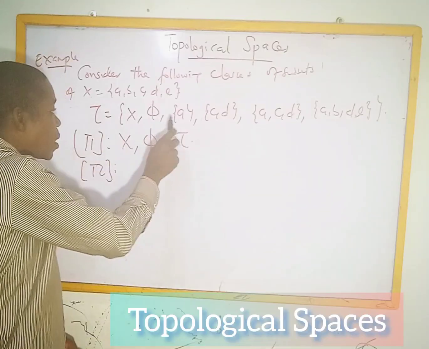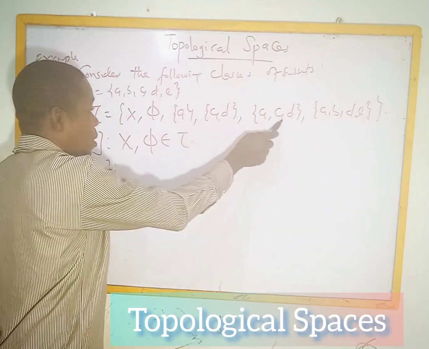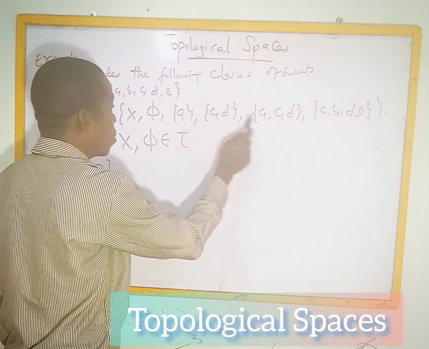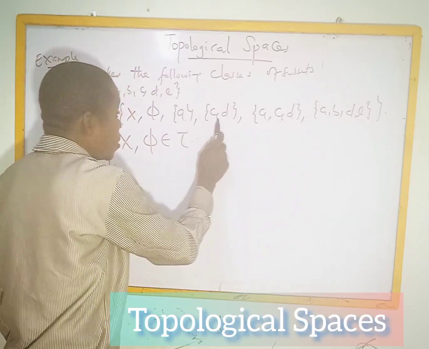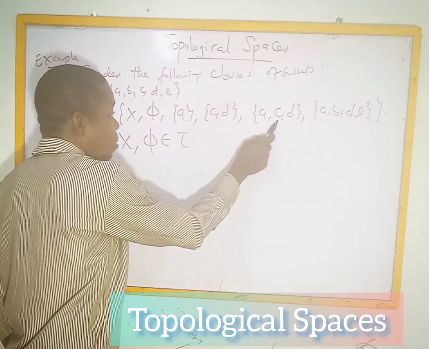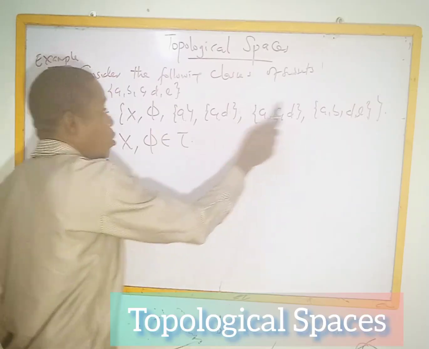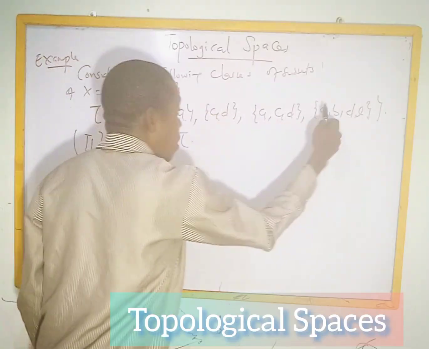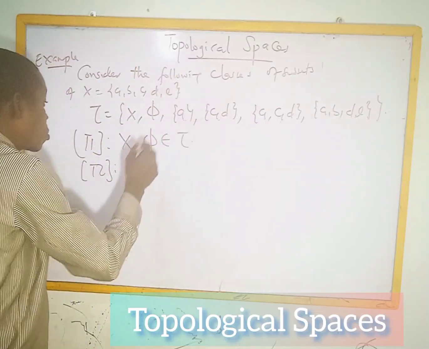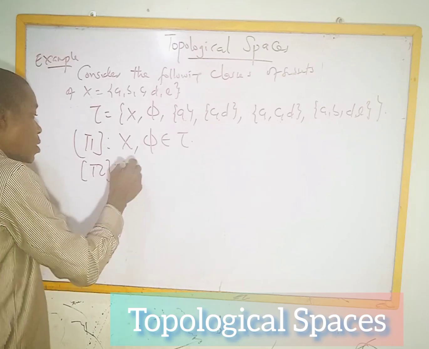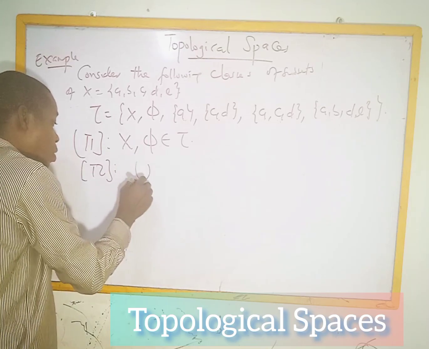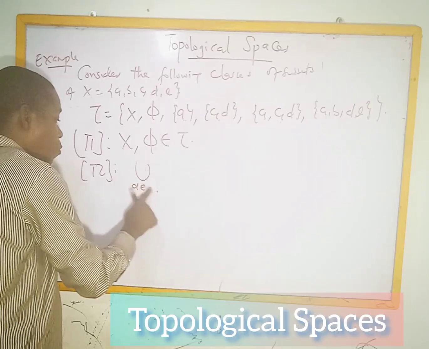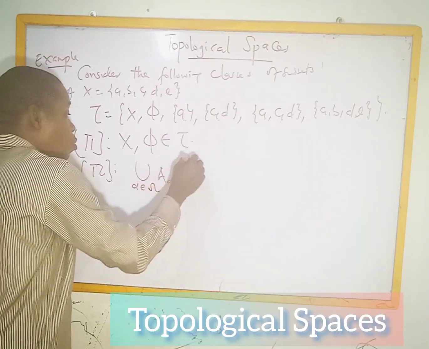To check condition 2, A union this, ACD, which is a member. A union ACD gives us ACD. C, D union ACD also gives us ACD. This one union this gives A, B, C, D, E. So that means condition 2 also holds. You can see that you can find an arbitrary union of these, and it is also in tau.